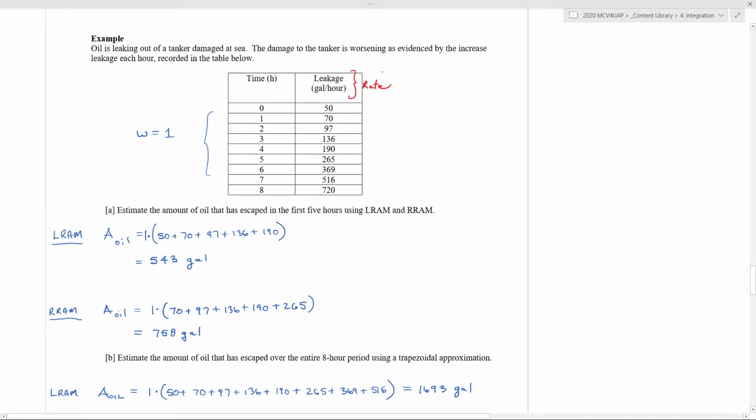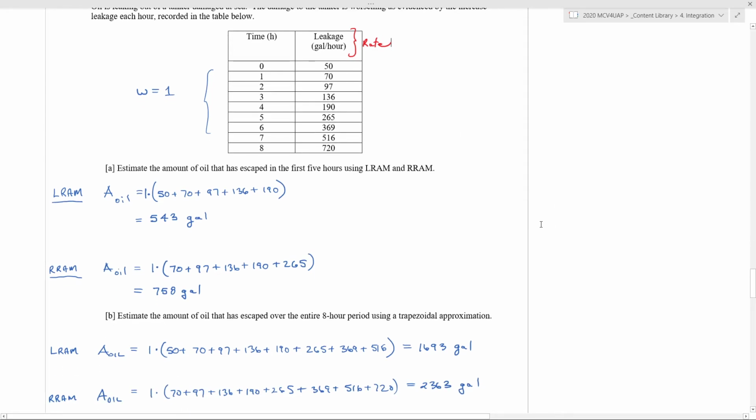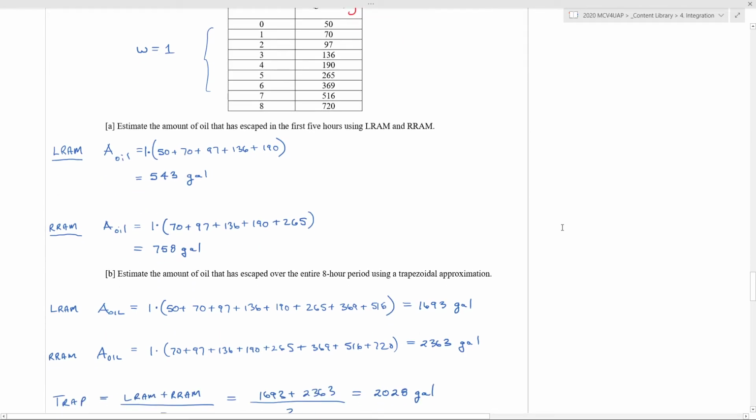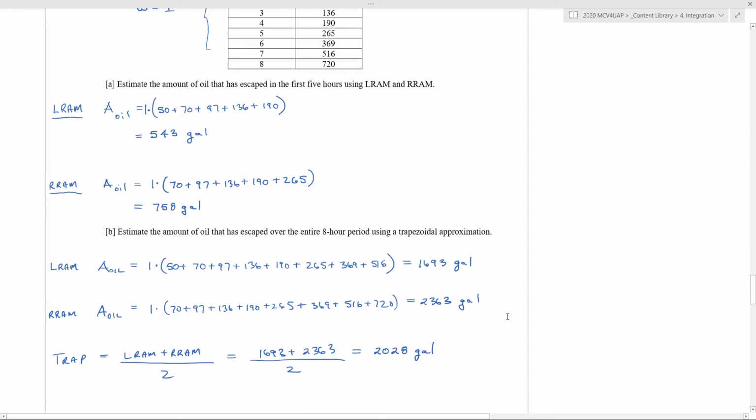Part B says estimate the amount of oil that has escaped over the entire 8-hour period using a trapezoidal approximation. So rather than doing the trapezoidal approximation directly, this time what I did was I found LRAM, I found RRAM, and then I just found the average. I think that is a lot easier than actually finding the area of all 8 trapezoids and adding them up. This is much quicker.